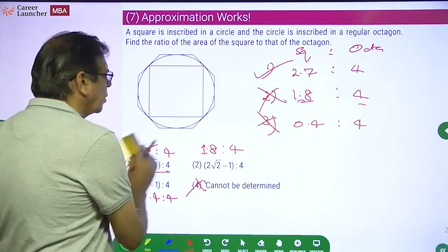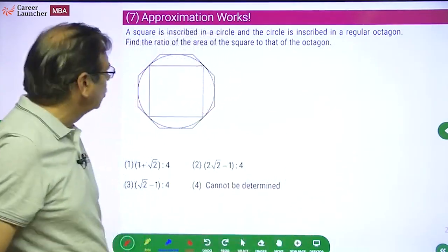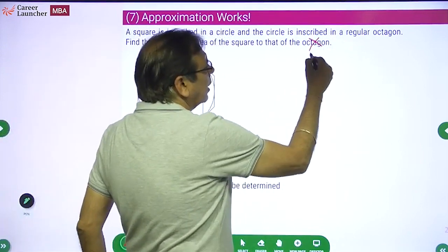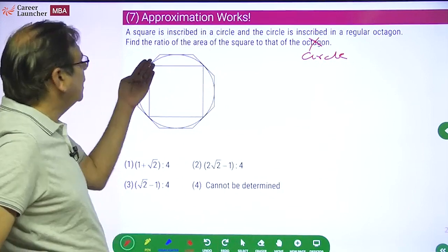Let me say again, because some of you will come back again, but the choices could be different. Yes, they could be different. What will I do then? Then instead of octagon, I will say circle. Why circle? Hey, look at the figure.